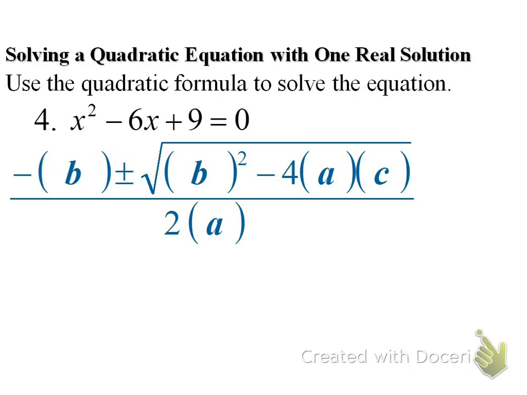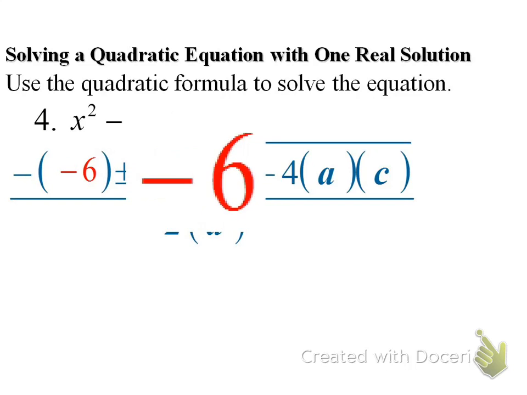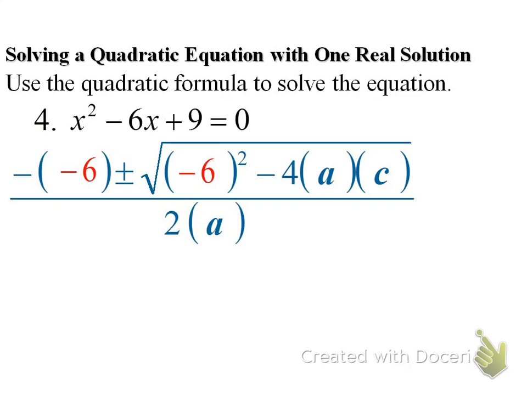Again, we start with the quadratic formula. Negative b plus or minus the square root of b squared minus 4ac all over 2a. All the b's turn into negative 6. All the a's turn into 1. All the c's turn into 9. Good. So we end up with negative 6 plus or minus the square root of negative 6 squared minus 4 times 1 times 9 all over 2 times 1.